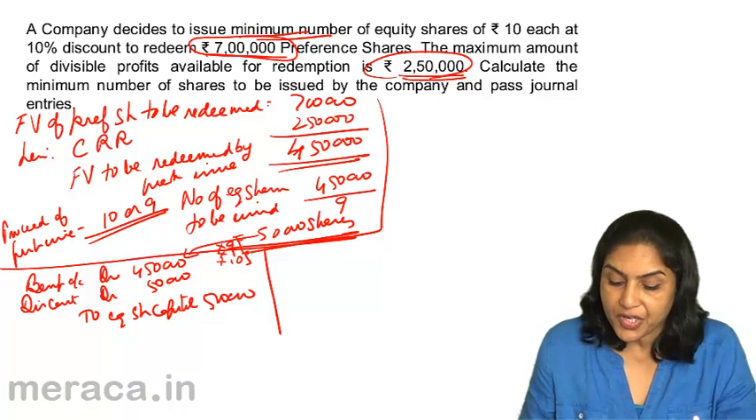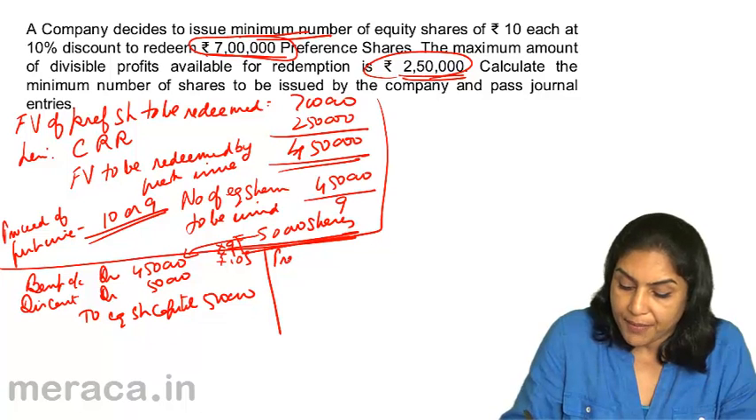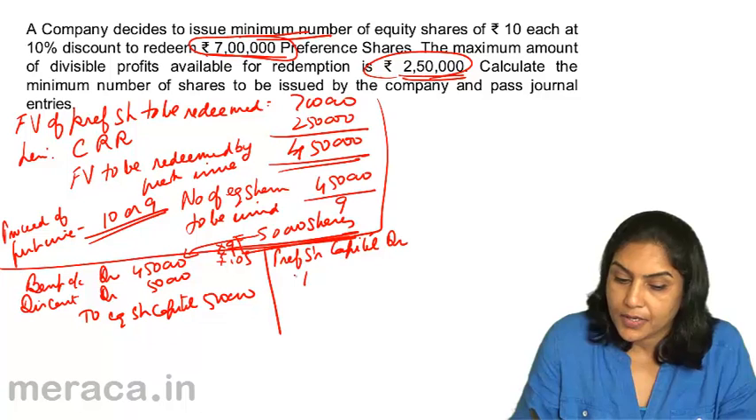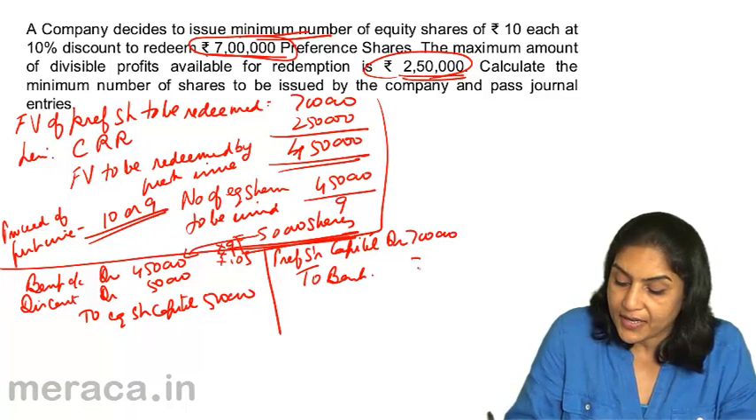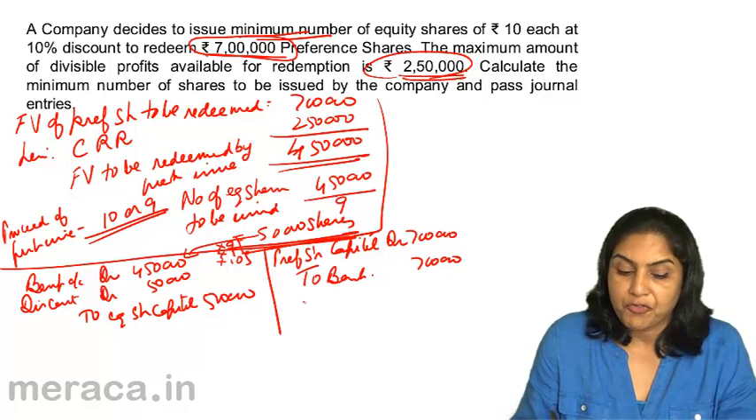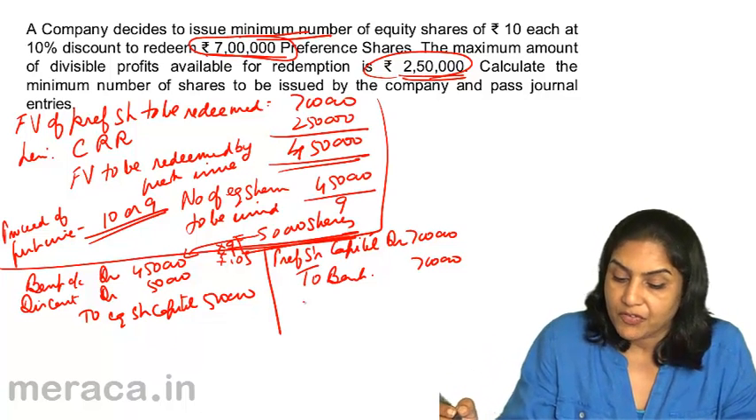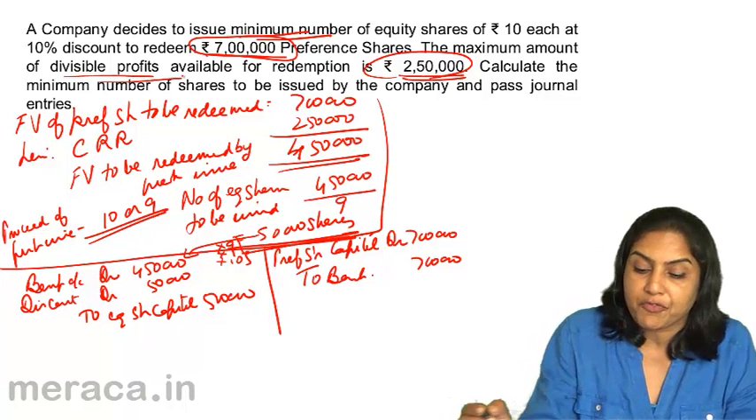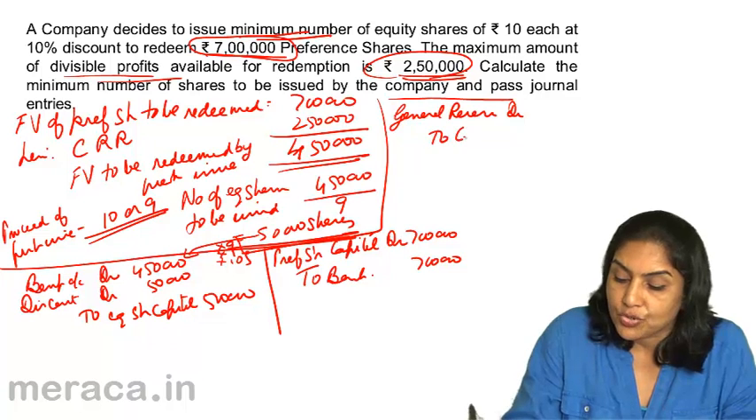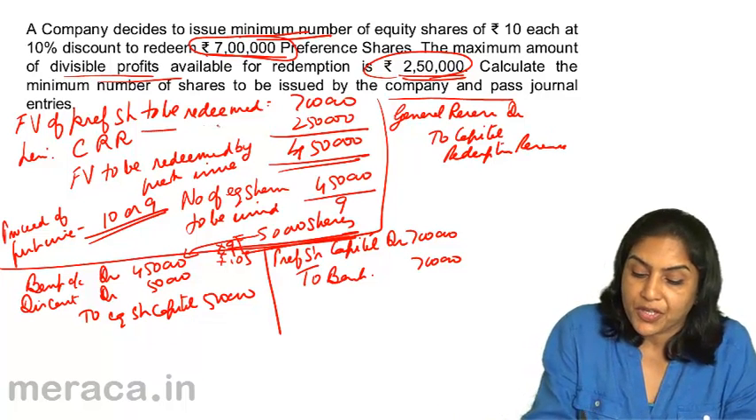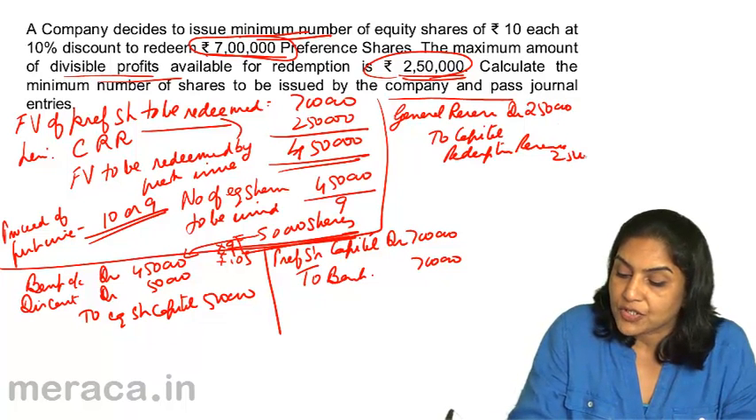Next, for redemption, what are the entries for redemption? For redemption, I would say preference share capital account debit, there is no premium. So to preference shareholders to bank an amount of rupees 7 lakh. Now for transfer of free reserves to capital redemption reserve, they've not specified exactly what is available. They have said divisible profits available. Divisible profits are again available for distribution as dividend. So the entry for that would be, assume it is lying in general reserve account debit to capital redemption reserve account. How much is the amount? They said it was 2,50,000 being transferred. So it is 2,50,000 transferred.